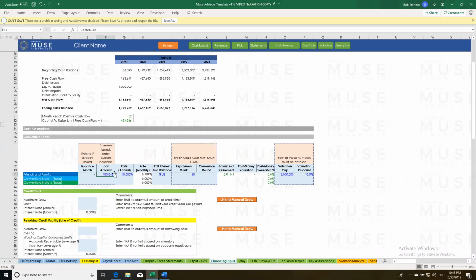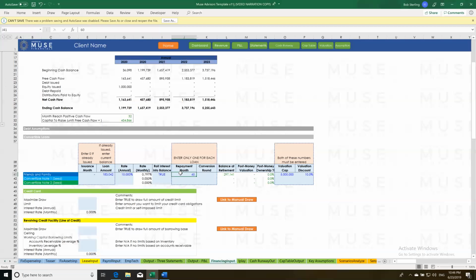Type in the amount and the annual interest rate, as well as whether you roll the interest into the balance or whether you pay it out as cash. If the debt gets rolled into the balance, select true. If you pay interest in cash, select false.